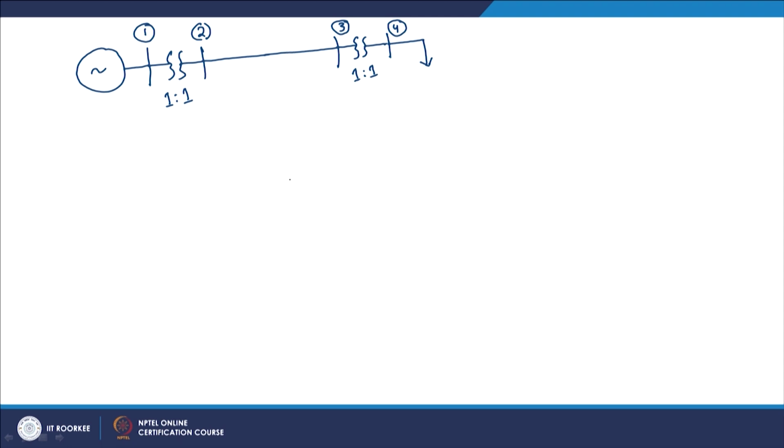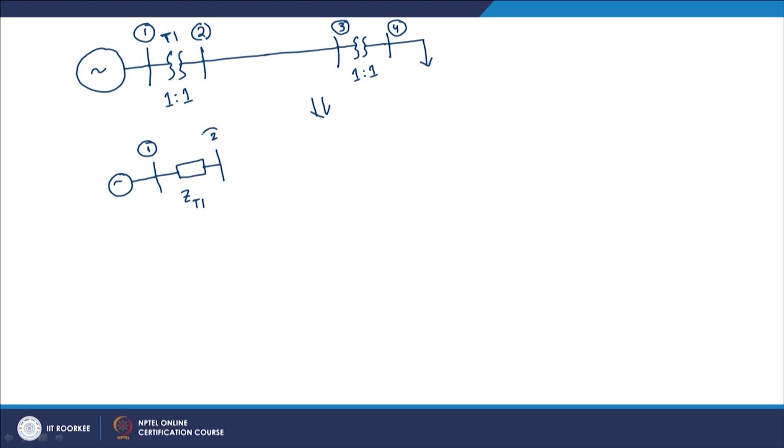So, if I draw the equivalent circuit of this, what will I get? I have got a source here, this is bus 1, then I put the equivalent circuit of the transformer. Let us say this is transformer T1, so this is Z T1. Please note that for a nominal tap changing transformer 1:1, the equivalent circuit is nothing but a series impedance only.